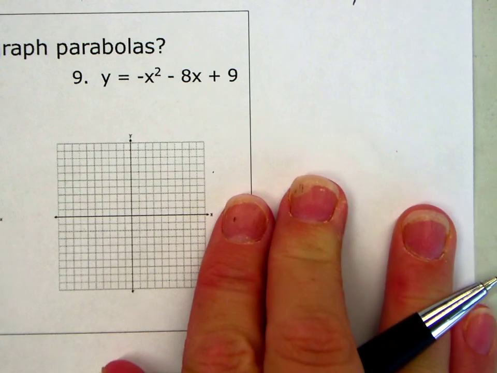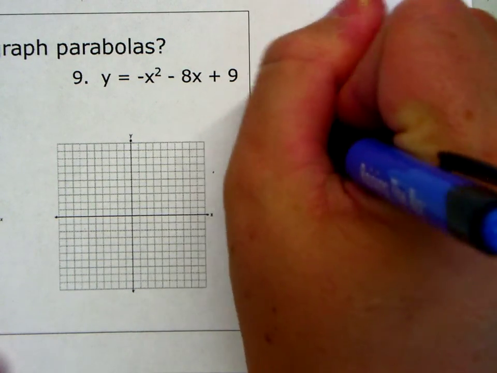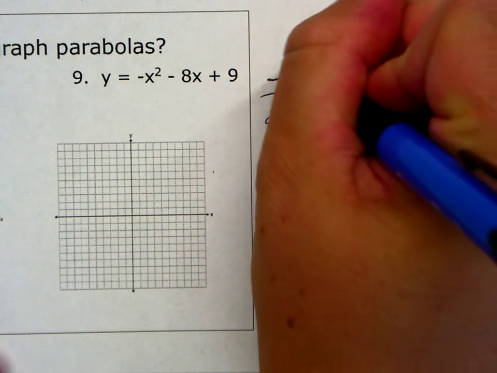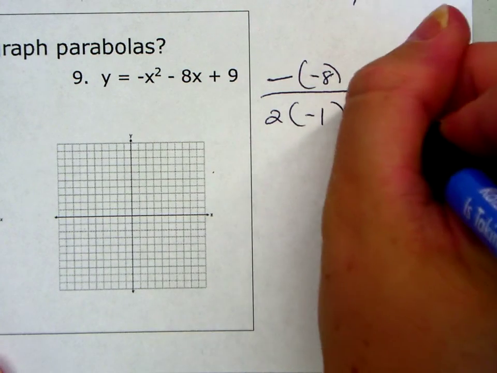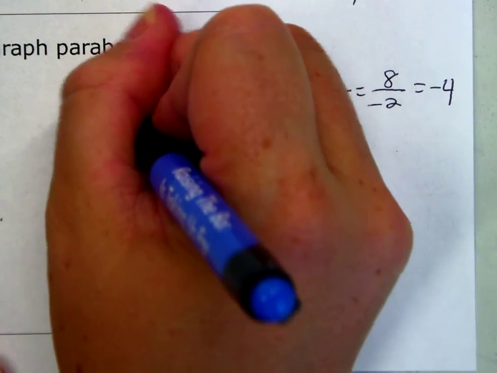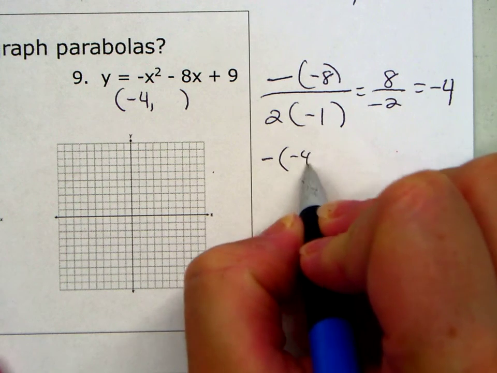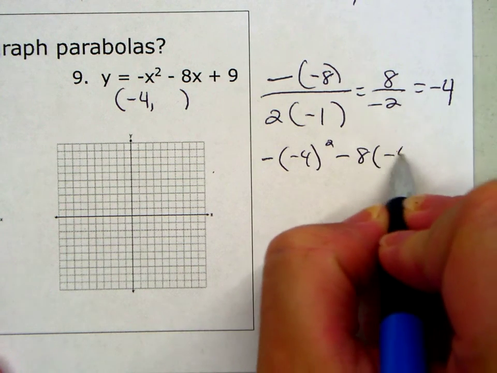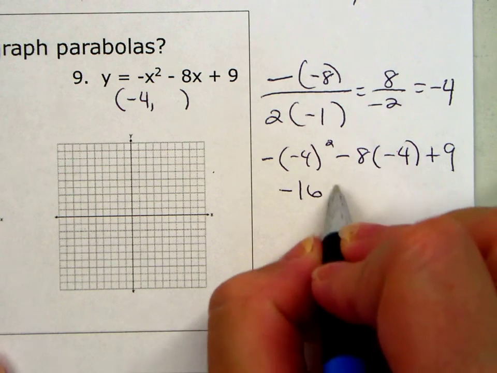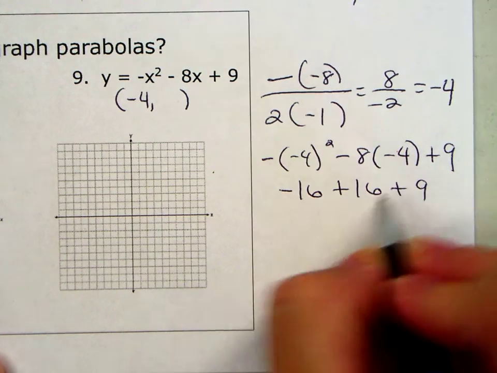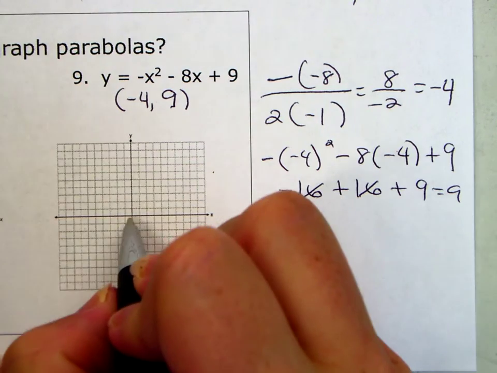We have -x squared minus 8x plus 9. -b over 2a. b is -8 and a is -1. So that's 8 over -2, which is -4. So my vertex is -4, comma, plug it in. -4 squared minus 8 times -4 plus 9. It's -16 plus 16 plus 9. 16's cancel and you get 9. So -4, 9 is your vertex.